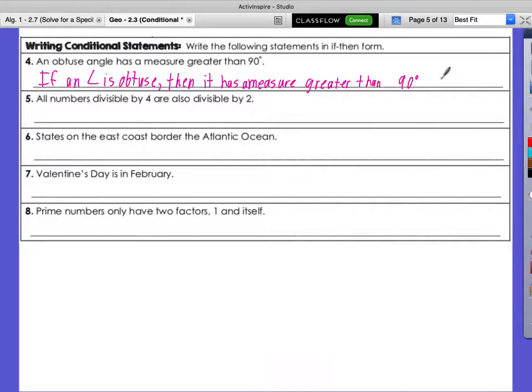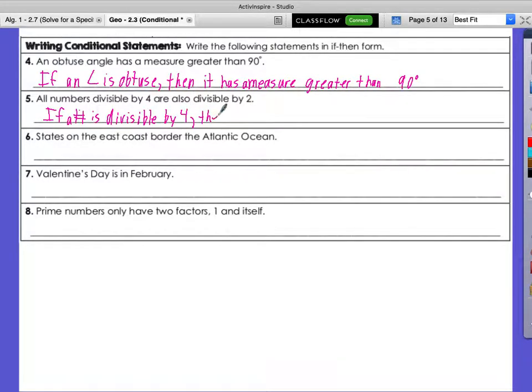Questions on that one? Okay, you want to try the second one, Gracie? Yes. If all numbers are divisible by 4, then they're also divisible by 2. Okay, so this is saying that all numbers that are divisible by 4. So let's do, if a number is divisible by 4. Are you okay with that, Gracie? Yeah. Okay. If a number is divisible by 4, then go ahead and finish it off.